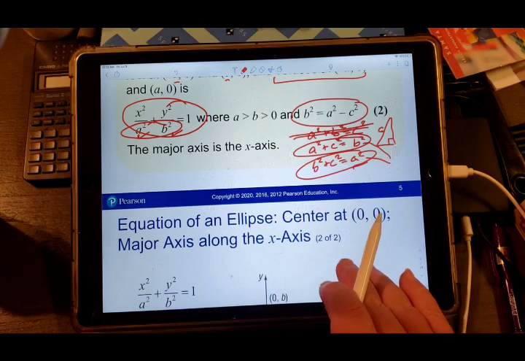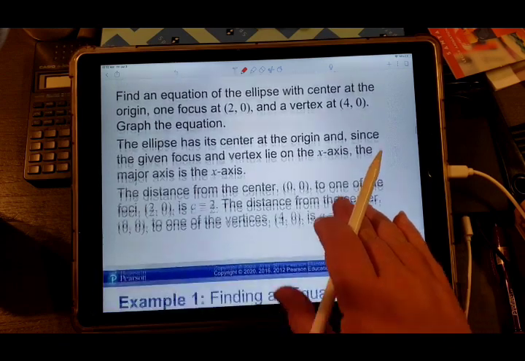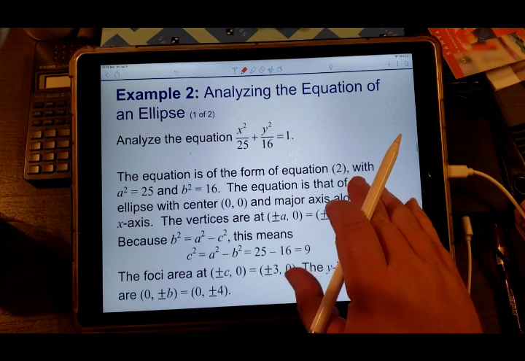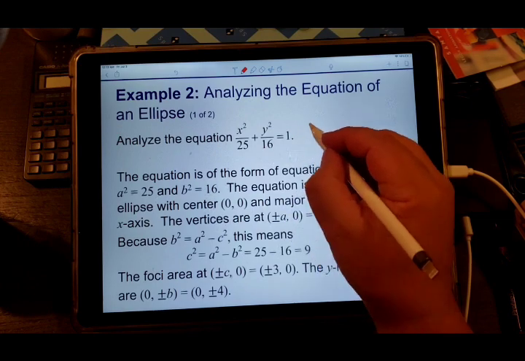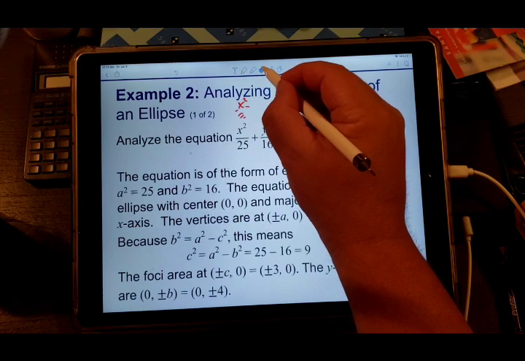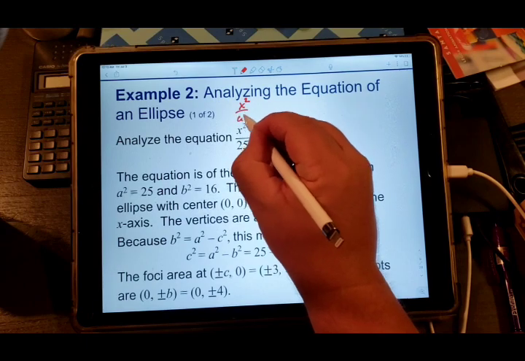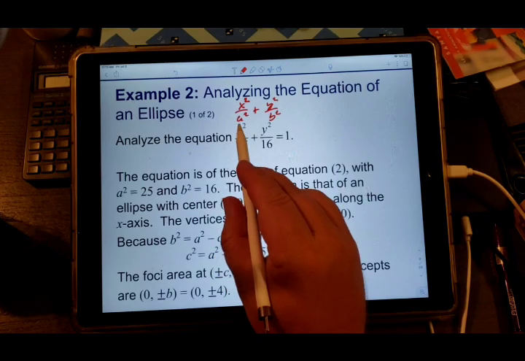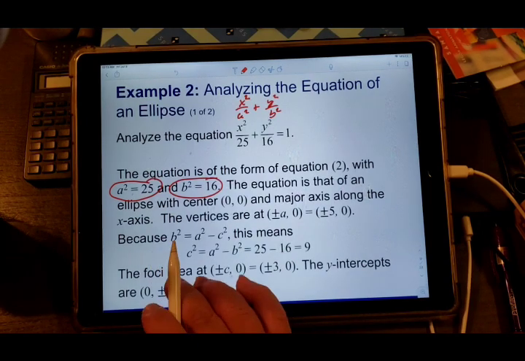All right. I want to emphasize that more than it needs to be. Choose the formula that works. Actually, I'm going to skip through this example, I think. Yeah. And let's look at example 2. All right. So a is what's under the x. So let me write the formula here. It's x squared over a squared plus y squared over b squared. So this is perfectly correct. A squared is 25. B squared is 16.